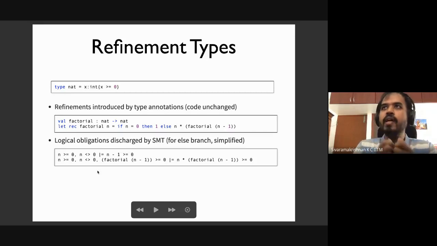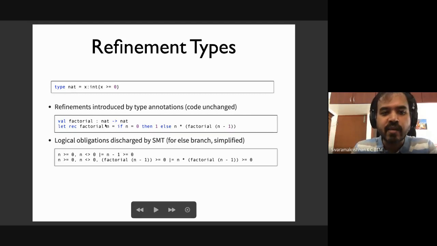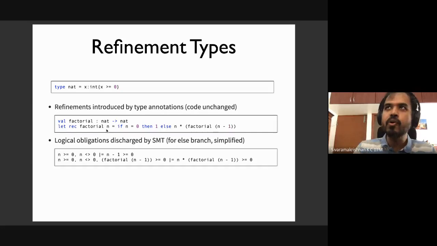So the proof obligation now is for F star to actually go and check whether this particular definition that you have satisfies this type. And what does that concretely mean? If I assume that the input is a natural number, which is what the type here says, the F star type checker has to prove that the output is also a natural number.